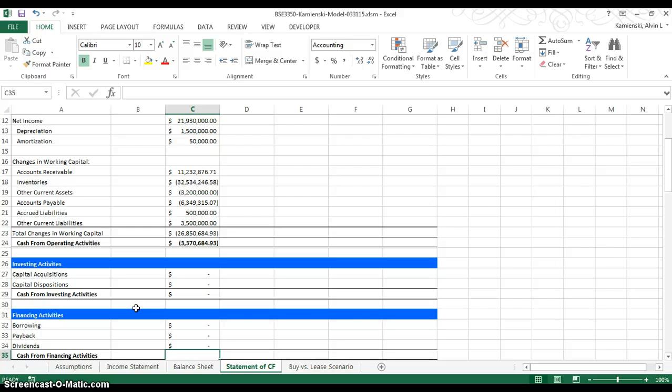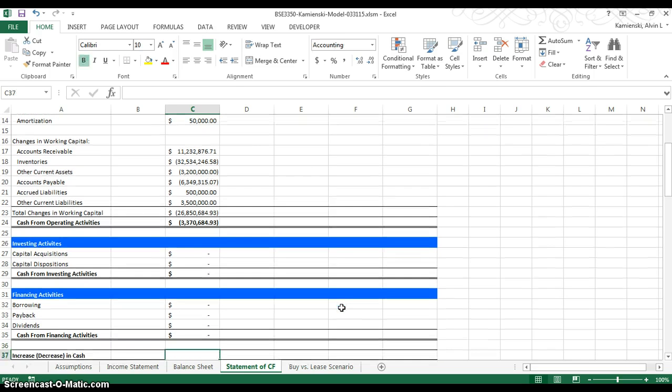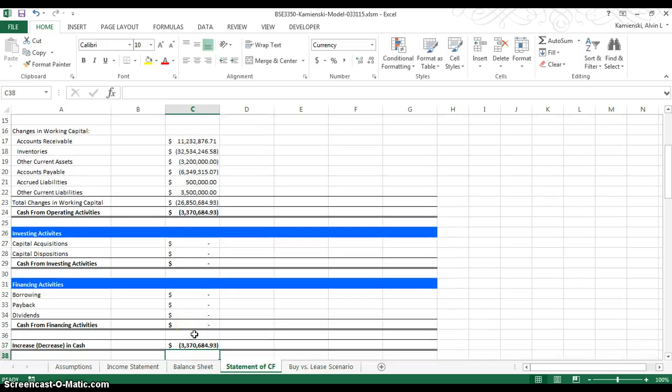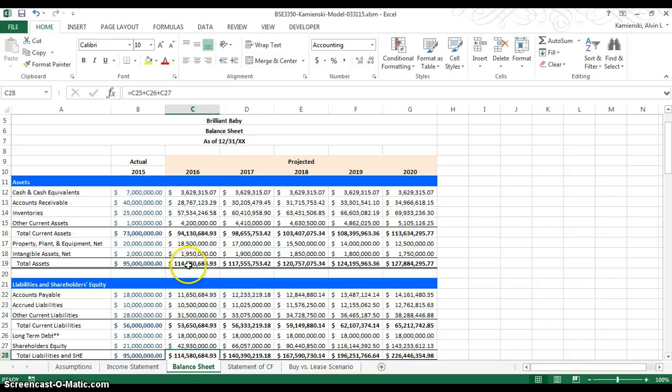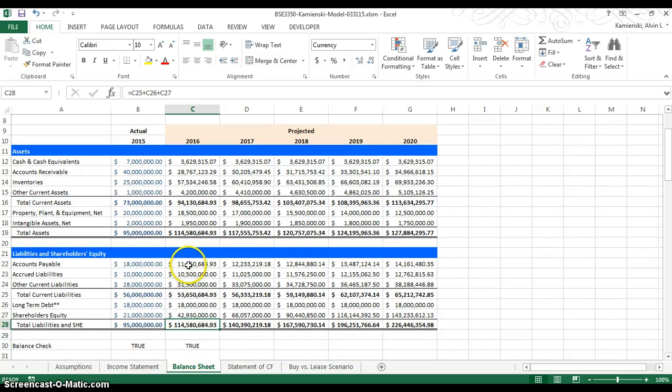And so we ask ourselves then from a cash flows point of view, how would these things affect cash? Well, if we borrowed, that's a cash inflow. So we would subtract off a payback, which would be a cash outflow, and we would subtract off a dividend, which would be a cash outflow. So our total increase or decrease in cash would be equal to cash from operating plus cash from investing plus cash from financing. And now that we've got that and save it, let's go look at our balance sheet and see what happens. Our balance sheet now is actually in balance again because now we have reflected that $3 million negative change in cash from year over year.